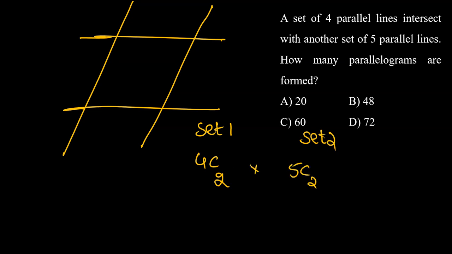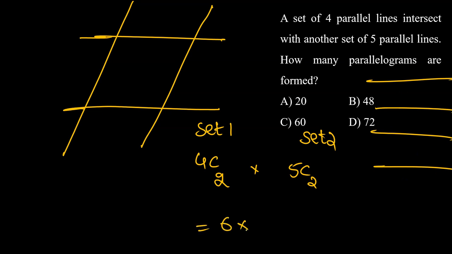Don't take 4 from one group. I need 4 lines. For a parallelogram 4 lines are required, and for a rectangle 4 lines are required. Don't take all 4 from one set. If we take all 4 from this set, a parallelogram is not formed. 2 from this, 2 from another, they have to intersect. So 4C2 is 6, 5C2 is 10, 60 is the answer.